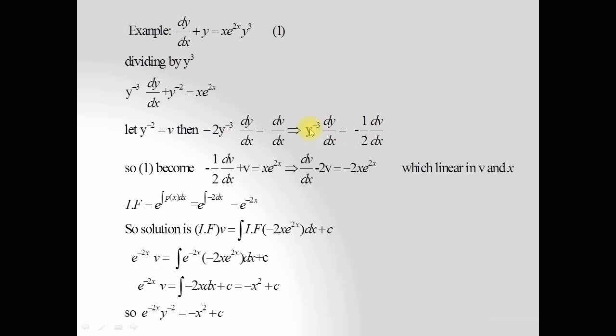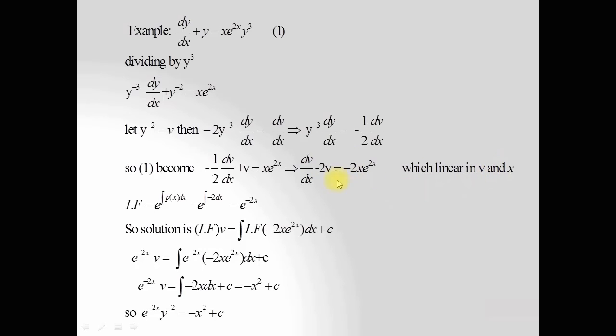So putting the value of y^(-3) dy/dx equal to -1/2 dv/dx in this equation, we obtain -1/2 dv/dx + v, since y^(-2) is v, is equal to the right hand side, x e^(2x). Now multiplying this equation by -2 to convert it into the standard form of a linear equation, we have dv/dx - 2v = -2x e^(2x).